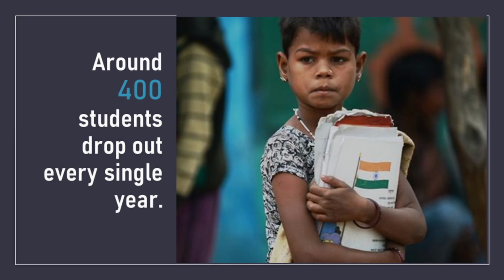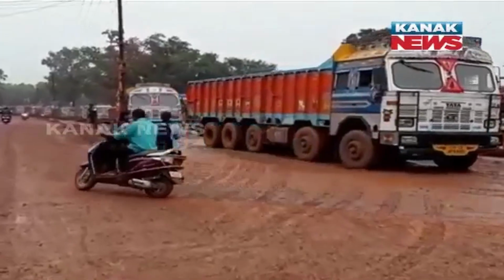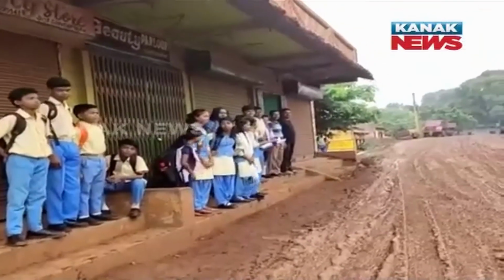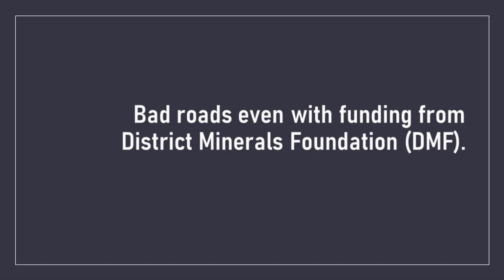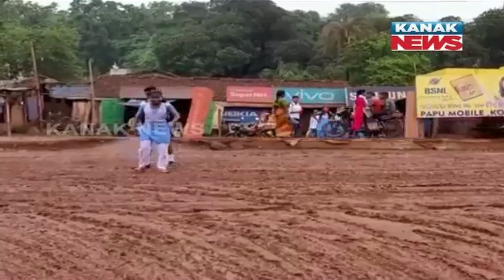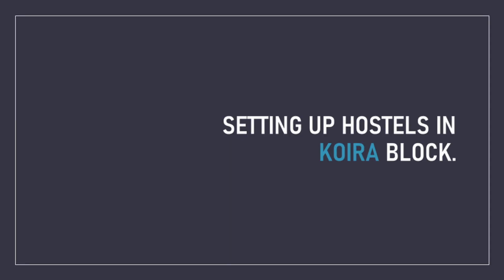And by 2021 reports, around 400 students drop out of schools in Koira every single year. And reasons range from Koira having one of the worst road communications in the state and lack of awareness of education in general amongst teachers, students and parents, and the lack of having good teachers. Now, even though Koira has decent funding from the District Mineral Foundation, they have never been able to resolve their road issue. Hence, we propose to use the schemes set up by Odisha in 2021-2022, where hostel facilities for SC, ST, OBC, women and other minority groups are being set into motion.